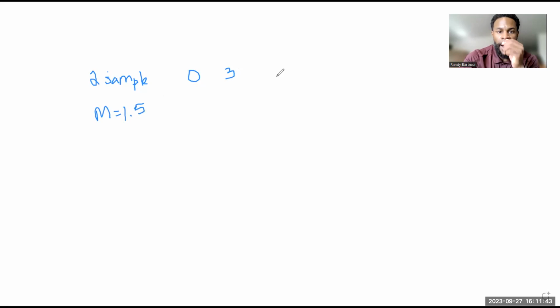Then, if I wanted to get my variance, my first deviation is going to be 0 minus 1.5, which gives me negative 1.5. Once I square that, that gives me 2.25. And then for the second one, it'll be 3 minus 1.5, which gives me 1.5 squared, which gives me 2.25.